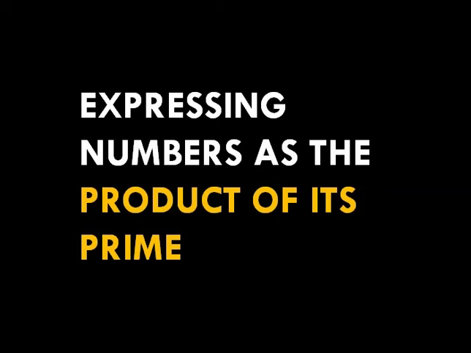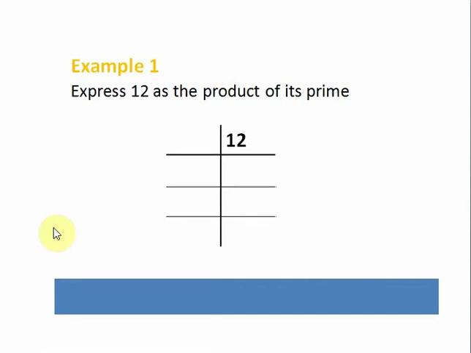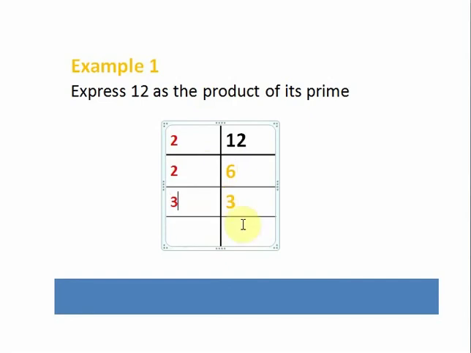So the first example we have here, example 1: express 12 as the product of its primes. So first, we try 2. And 2 in 12 gives us 6. So look for what other prime number can divide 6 without remainder. So still 2. 2 in 6 gives us 3. So ask ourselves again, what prime number can divide 3 without remainder? That would be 3. And 3 in 3, we have 1.